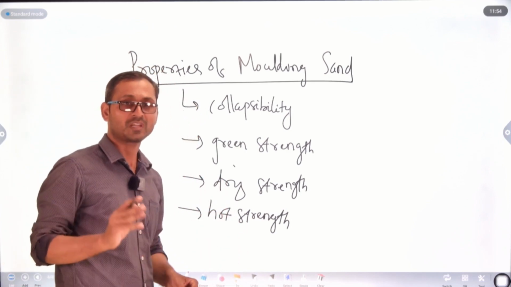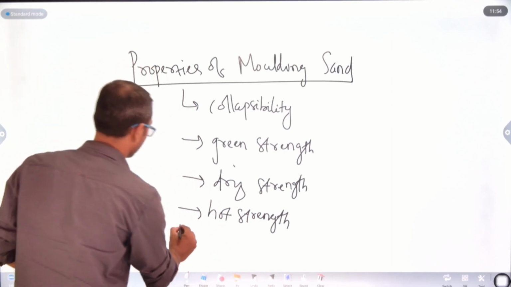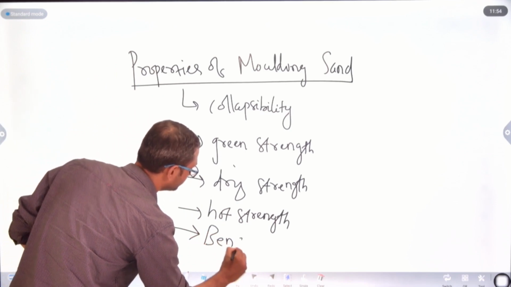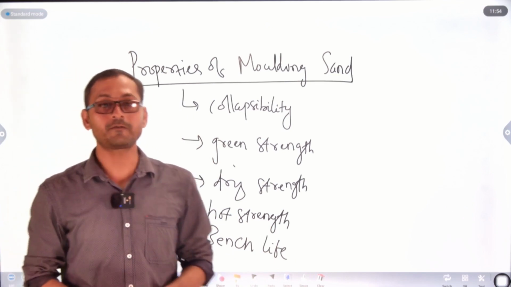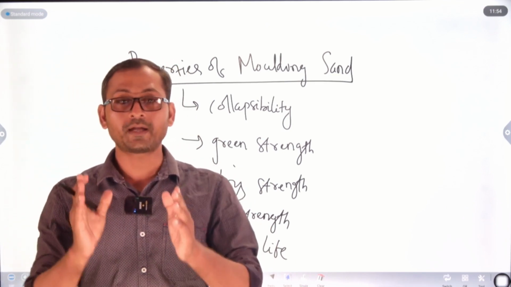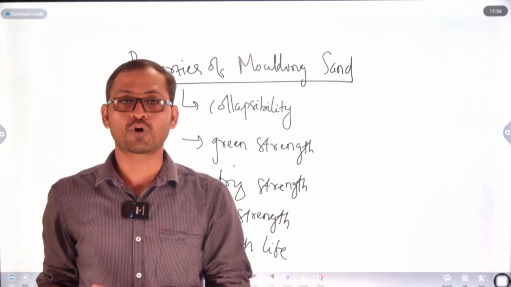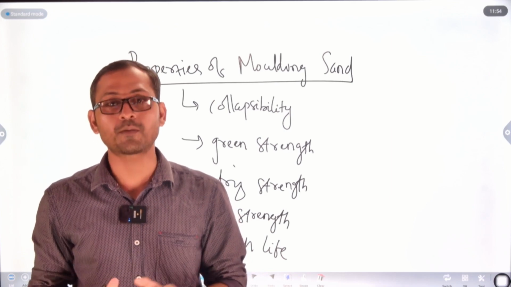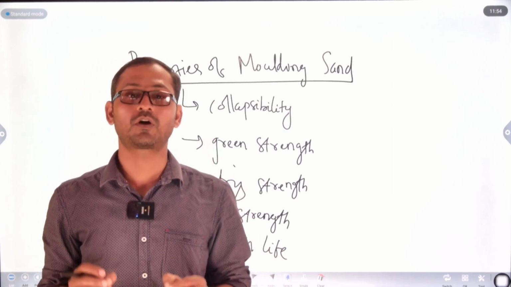Okay. Then another property is bench life. So what is bench life? The molding sand must maintain its properties during storing. When you store it, it also has the same property which it has initially. Understood? That is called bench life.